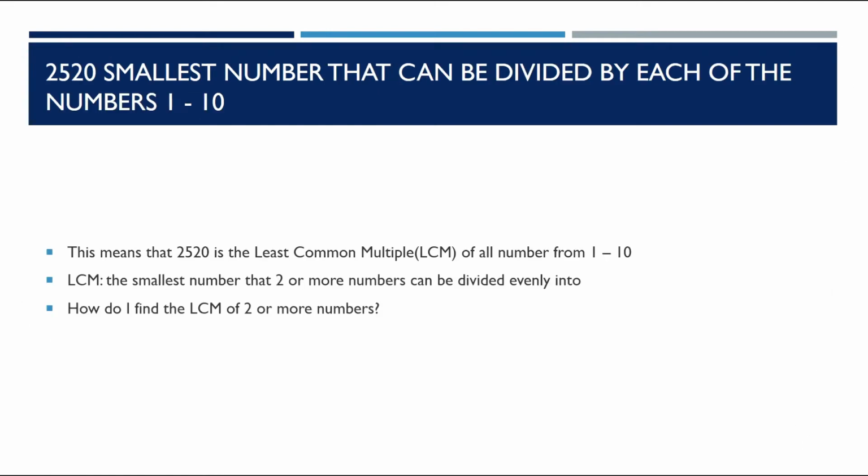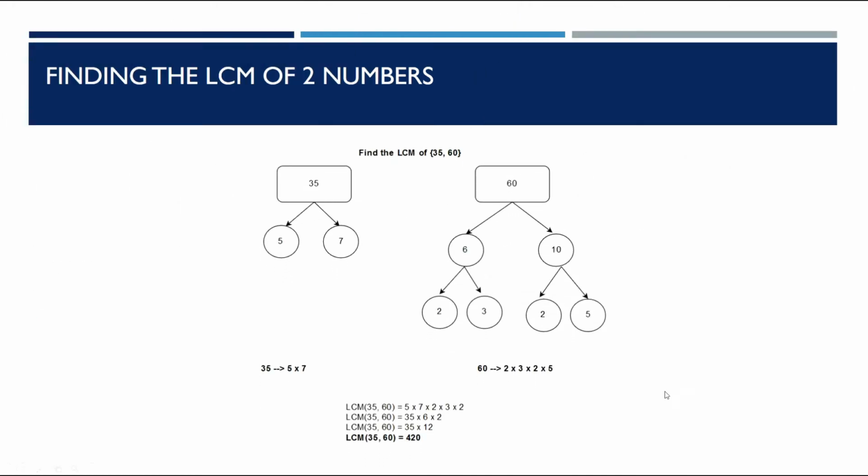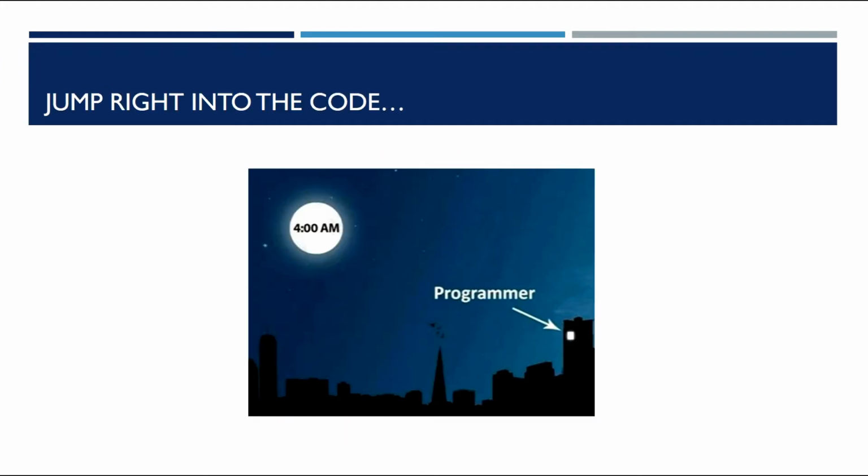Yeah, so 2,520, okay? So that's the smallest number that can be divided by each of the numbers from 1 through 10. And here we only have 2 numbers, and you can imagine how difficult it would be to find the LCM of the numbers 1 through 10 by just simply drawing out charts like this. And the thing that makes it easier is for us to write code for that. And that's what we're going to do now. So let's jump right into the code.